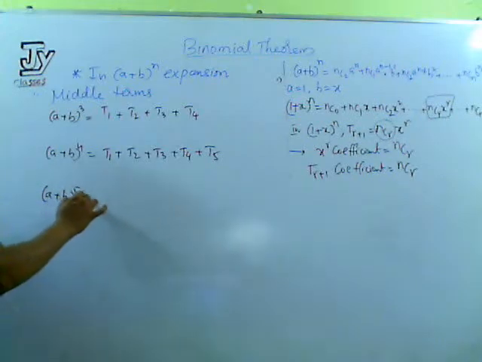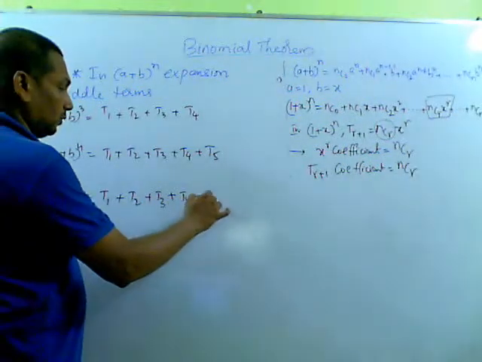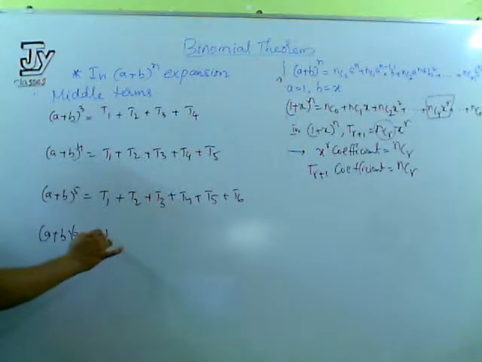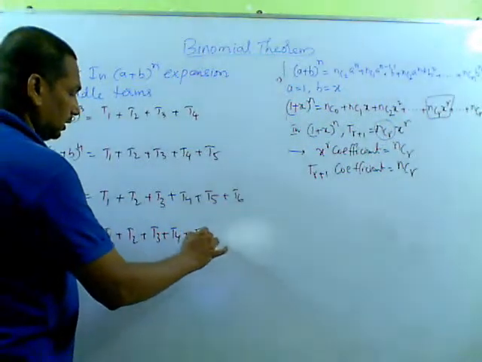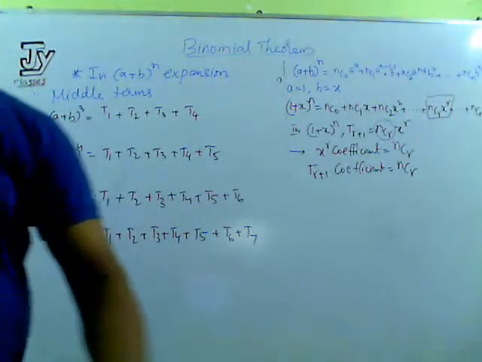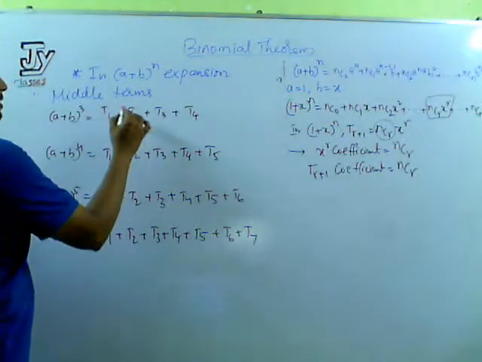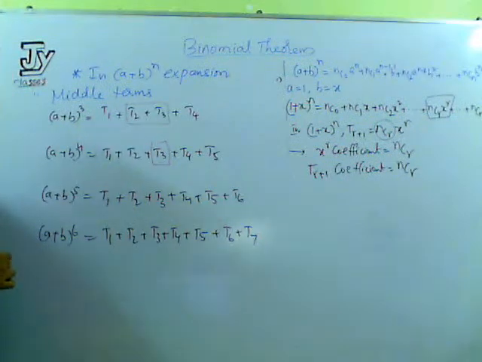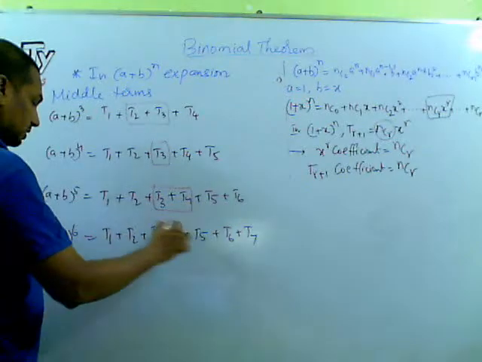(a plus b) whole power 5: T1, T2, T3, T4, T5, T6. (a plus b) whole power 6: T1, T2, T3, T4, T5, T6, T7. Now, what about middle terms? In this expansion, these two are middle terms. In this expansion, there is only one middle term, the middlemost. In this expansion, these two are middle terms. In this expansion, the middlemost term.